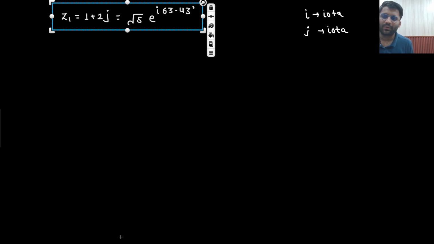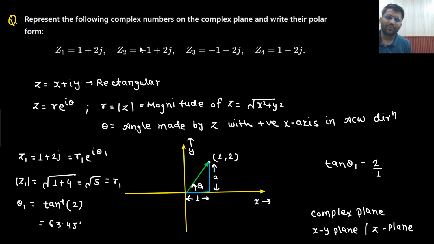We need to represent Z2. So the magnitude is not a matter of concern, because I can see, sir, the magnitude would be the same in all the examples. What will be the magnitude? Magnitude will be under root x square plus y square. That would be the same only, sir. Under root 1 square plus 2 square. That would be under root 5 only. But what is the angle? The angle is the matter of concern.